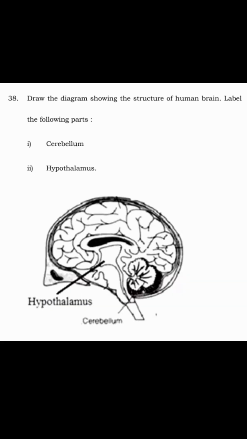Last question: there is a diagram of the human brain and you have to label cerebellum and hypothalamus. You have to draw a neat diagram of the brain and you have to mention these parts: hypothalamus, cerebellum.